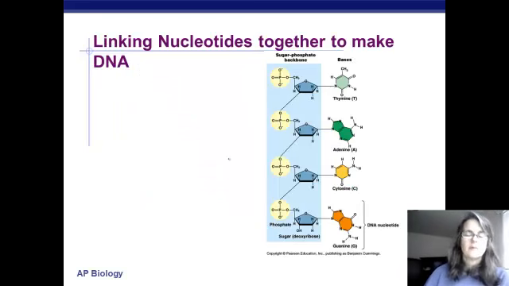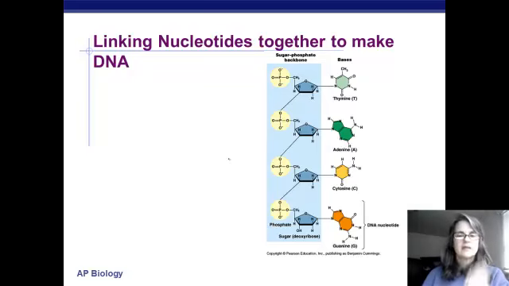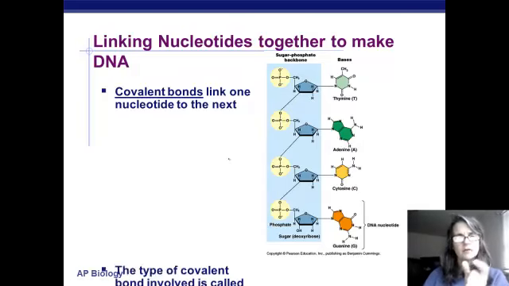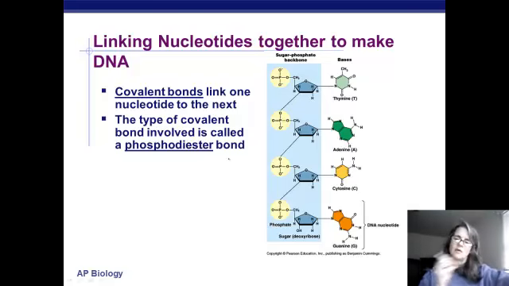Now, in order to make the big polymer, nucleotides have to be linked together, okay? Covalent bonds, please remember those nice strong covalent bonds are what link one nucleotide to the next to make a long chain, okay? Remember, we're always making long chains. We're making a big polymer here out of our monomers.